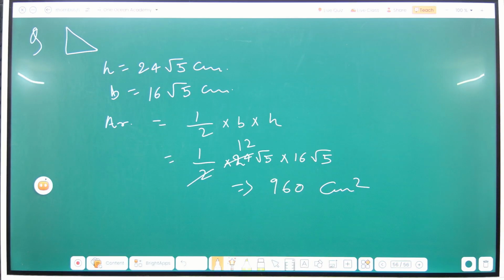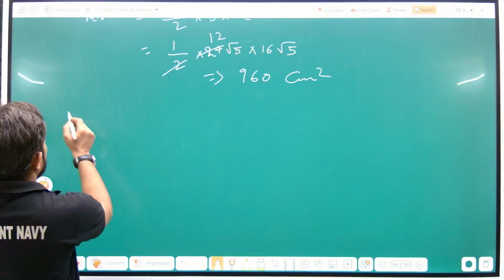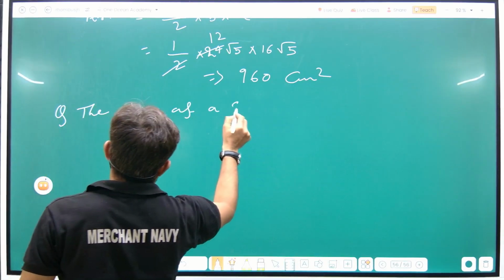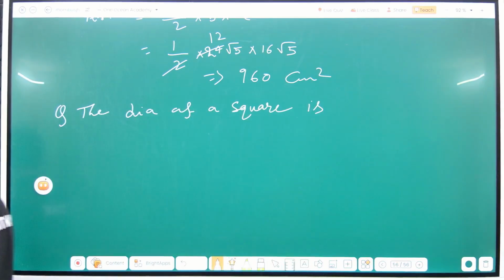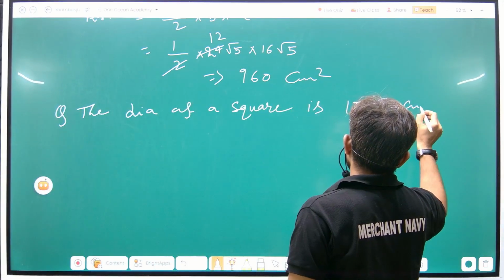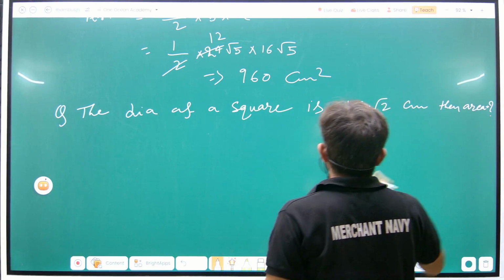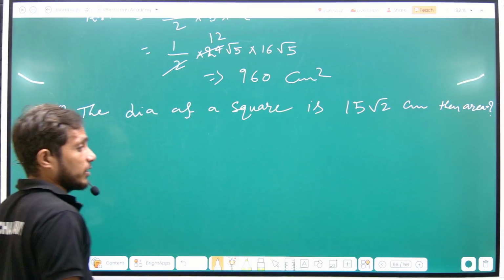Okay. Now here it is given that the diagonal of a square is 15 root 2 centimeter, then its area is equal to what? So the diagonal of the square is 15 root 2 centimeter.